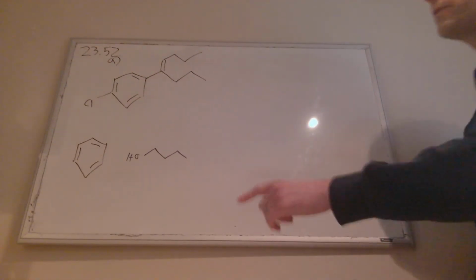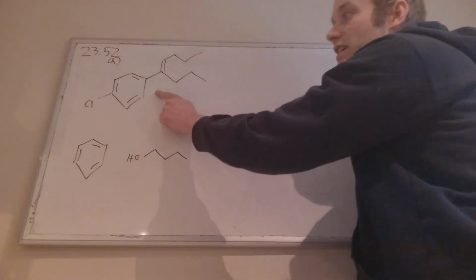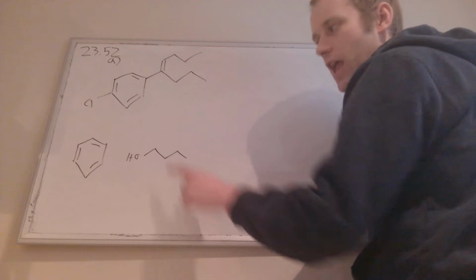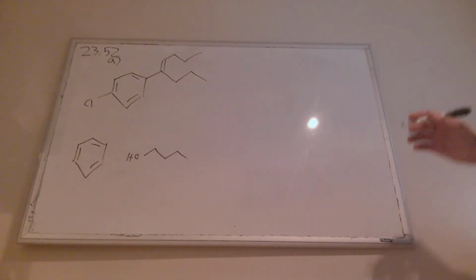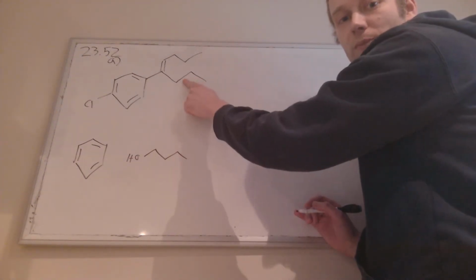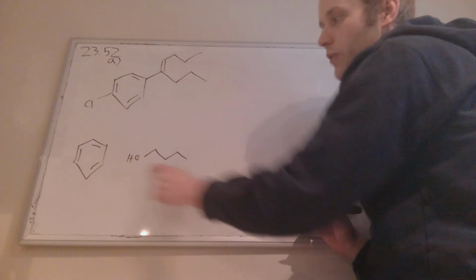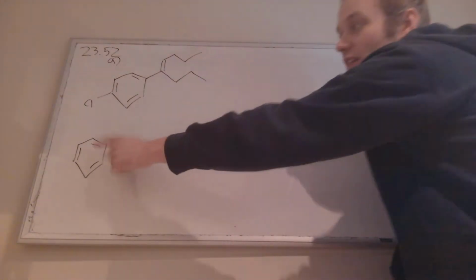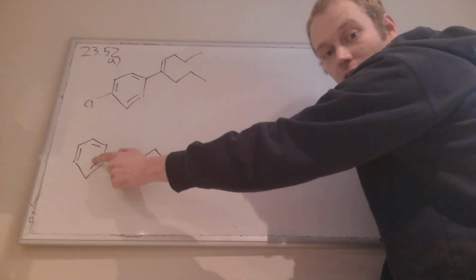Problem 2352 asks us to synthesize this, or the version with the chlorine at the meta position to this group, using only benzene and 1-butanol as our source of starting carbons. So we want to identify which types of pieces we see in this product and where we can get those pieces. Hopefully it's relatively obvious that we get the aromatic ring from the benzene.